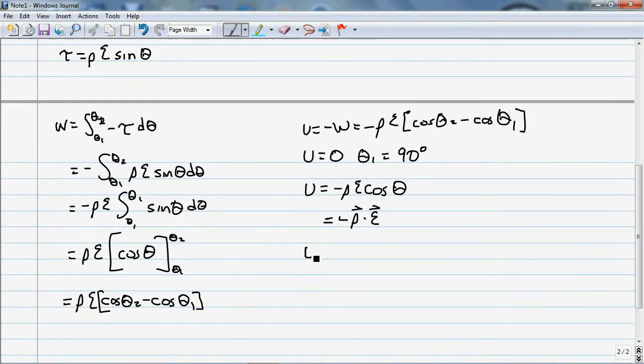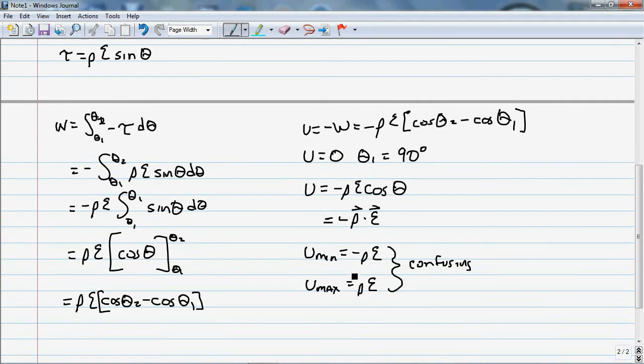And if I want the minimum or the maximum potential energy, the minimum is negative dipole moment times electric field, and the maximum is equal to dipole moment times electric field. This is the part that's confusing, because how can you have negative potential energy, or how can you get to this transition? This is confusing to most people.